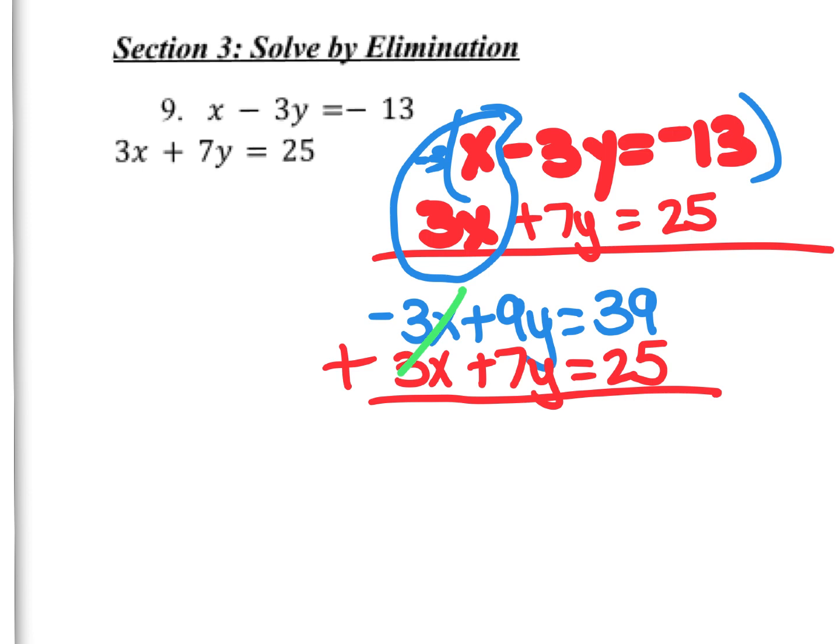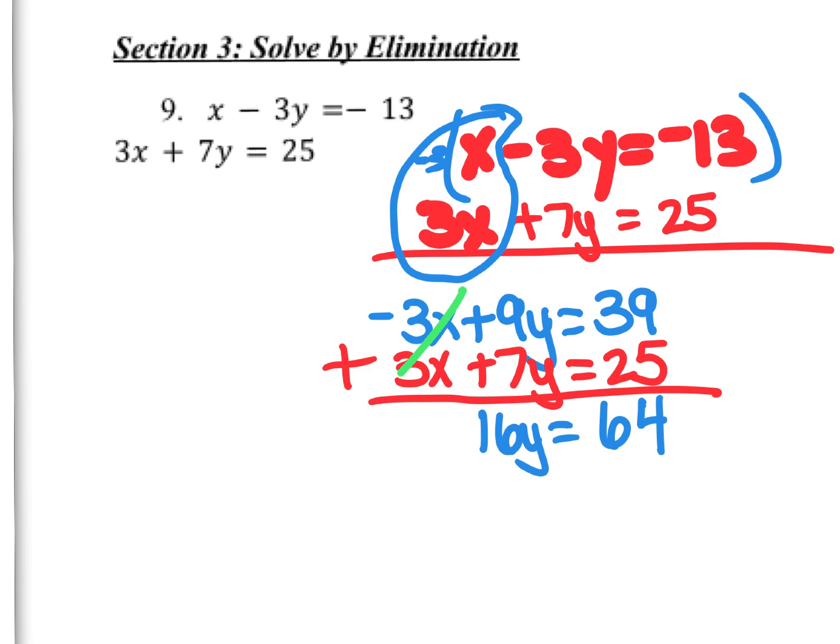So now I'm just adding. What's 9 plus 7? I'm left with 16y. And then 39 plus 25. Go ahead and put in your decimal. I'm going to try to put it by hand. So I'm left with 464. Yes, check me. Okay.